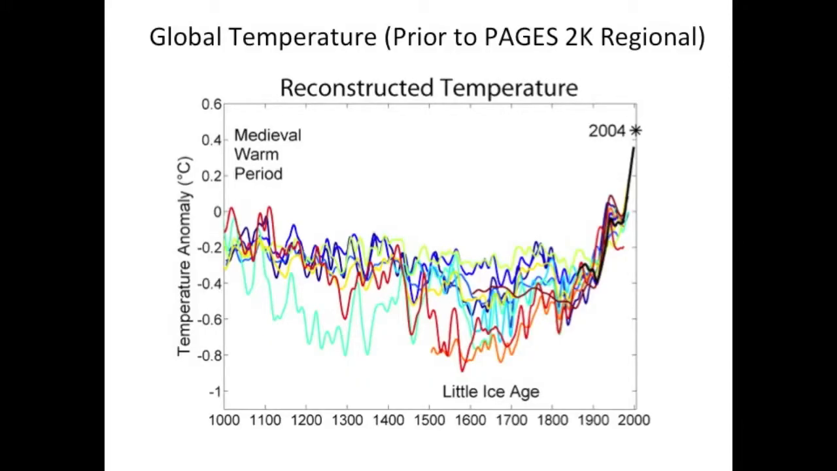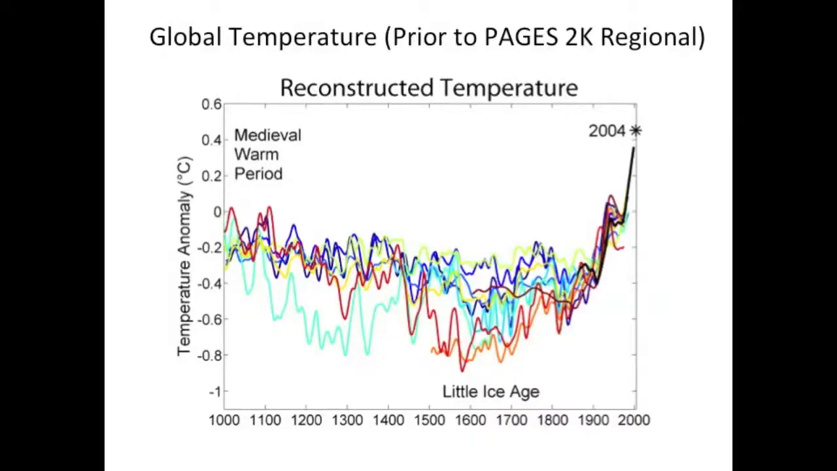So I'm not going to show any results from the PAGES 2K synthesis, but I just want to illuminate the problem and the way data can contribute here a little bit more. So prior to this effort to create regional reconstructions, this was the state of the art. This is the global average reconstructed temperature, but this is often referred to as the spaghetti diagram. So we're looking from the present back over the last 1,000 years at the temperature variations. These are all supposed to be indicating the same thing. There shouldn't be differences. This shouldn't be spaghetti, but instead it is.